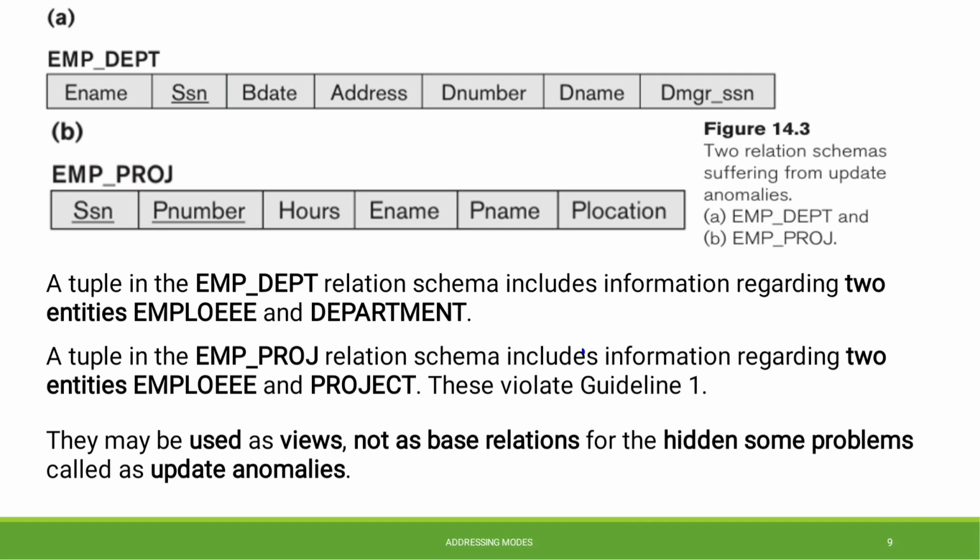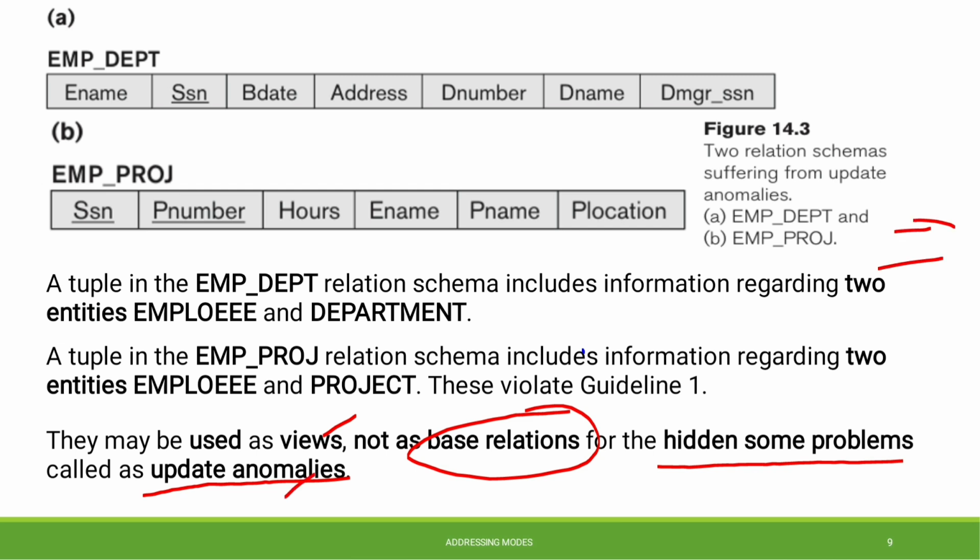Such relation schemas which violate guideline 1 have some hidden problems. They are called update anomalies. These can be used as views but not as base relations. So what are those hidden problems if we use relation schemas which violate guideline 1? Those problems, called update anomalies, we shall see next.